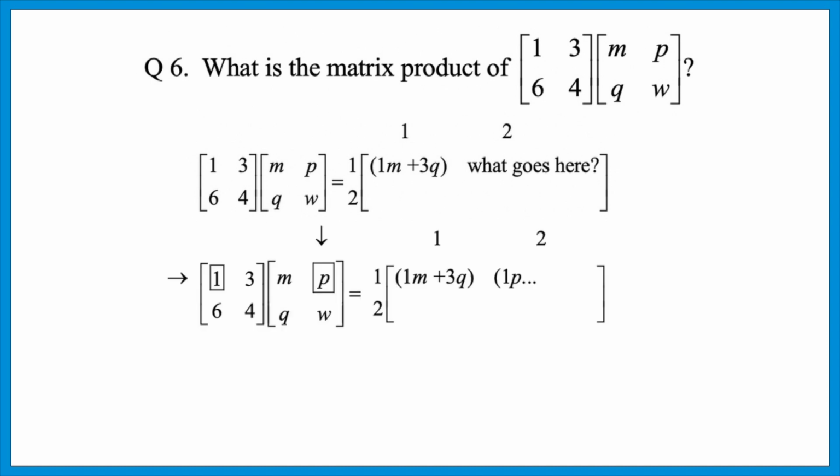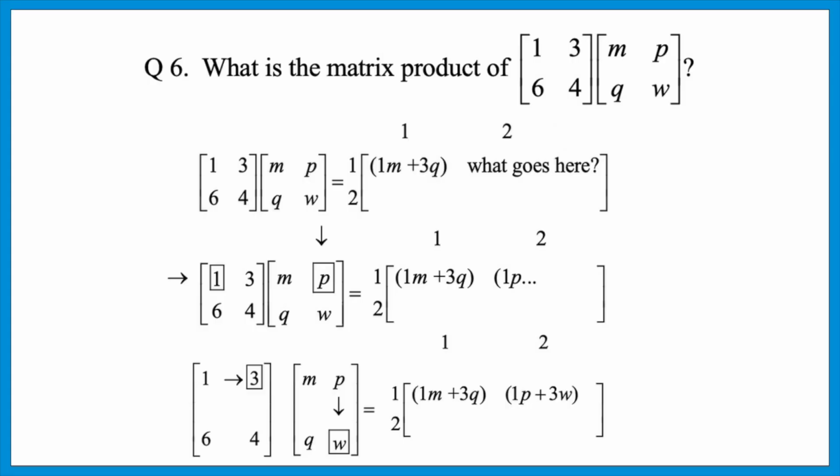We're going to go to the 1 and the p. That would be the first product, 1p. And what comes next? Now we follow that very technical process. Remember, you go across and simultaneously you go down. So from the 1, we move across to the 3, and from the p, we move down to the w. So after the 1p comes 3w, and that would go in the top right.